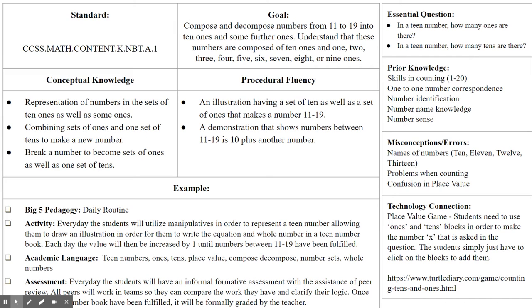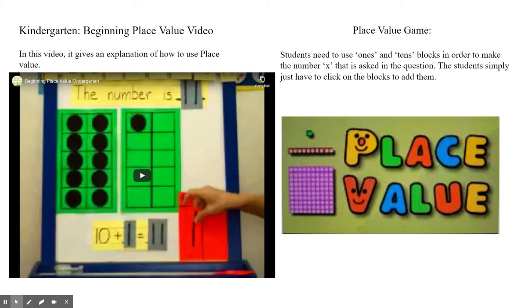Lastly, to incorporate technology into the standard, students can play the place value game where students will use ones and 10 blocks to make specific numbers. In this online game, students simply click on the blocks to add them. This video, which is available on YouTube, offers an example of how to use place value in a way easily understandable to kindergarten students. The teacher explains how to use a tens frame and what it means when the tens frame is filled up.